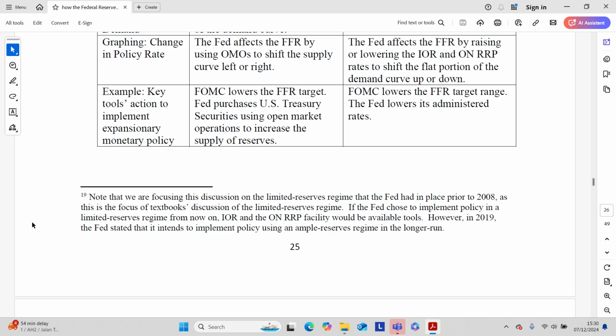Note that we are refocusing this book on the limited reserve regime that the Fed had in place prior to 2008, as this is the focus of textbook discussion of the limited reserve regime. If the Fed chooses to implement policy in a limited reserve regime from now on, IOR and the overnight reverse repo facility would be available tools. However, in 2019, the Fed stated that it intends to implement policy using an ample reserve regime in the longer run.